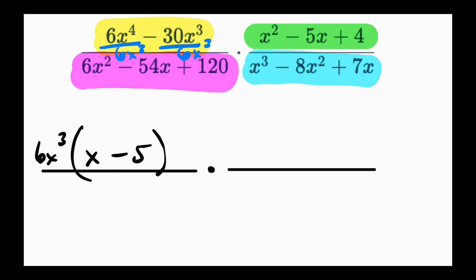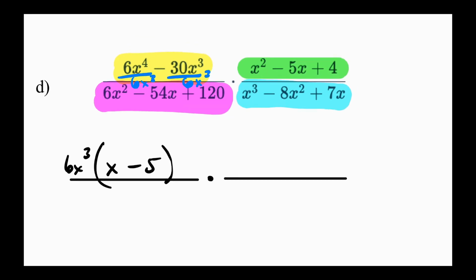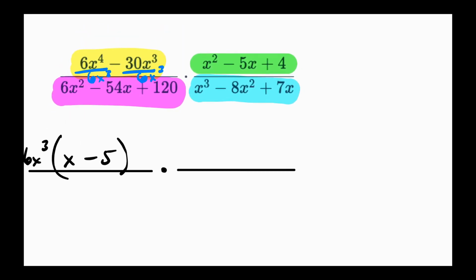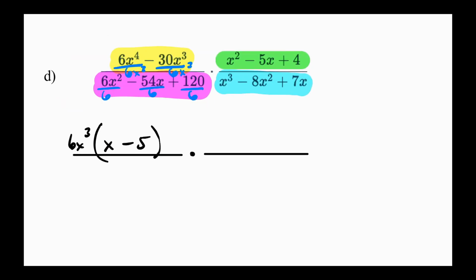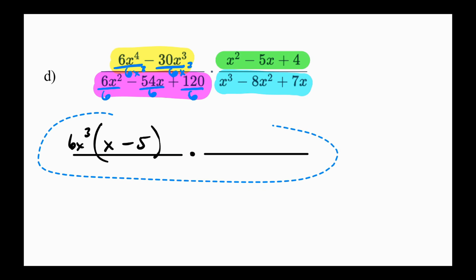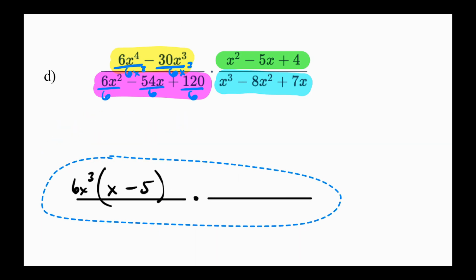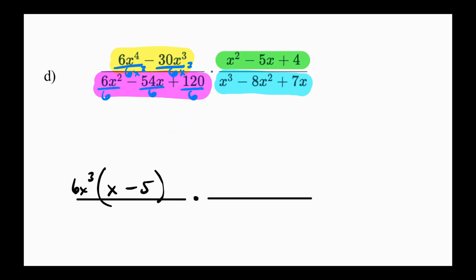Right below it, it's a trinomial. But what do I have to do before I do ABC for the pink one, purple? Yeah, divide everything by 6. Divide everything by 6. It's got a GCF. So when I divide it by 6, it becomes 6 on the outside, and then x squared minus 9x plus 20.